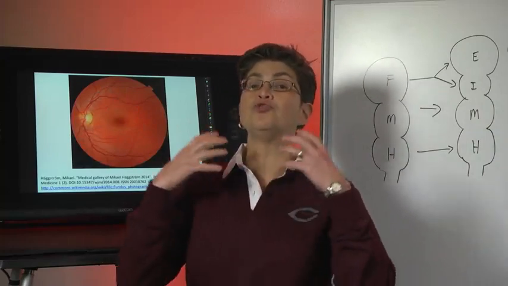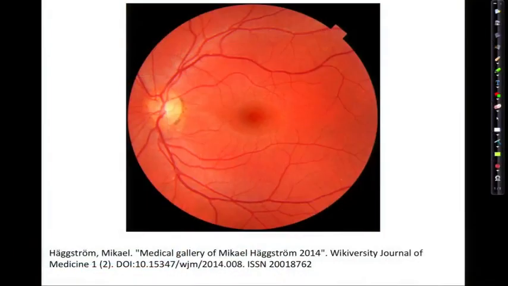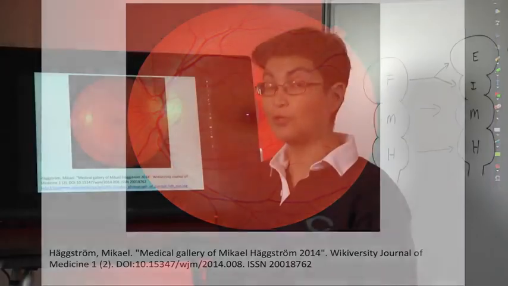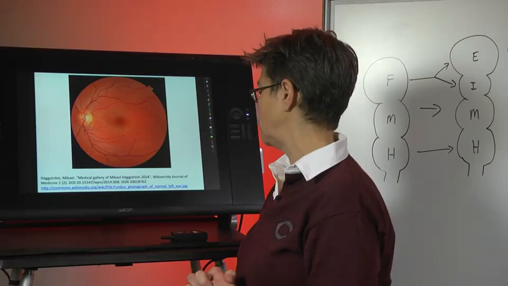That is of humongous importance, because if there is an increase in pressure in the brain, we may well be able to see that just by looking in the eye. So that's a really amazing piece of neuroanatomy.